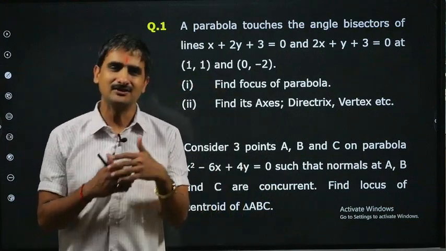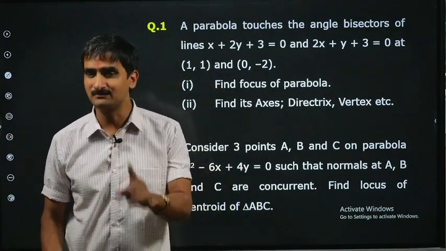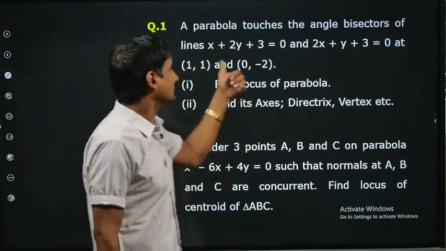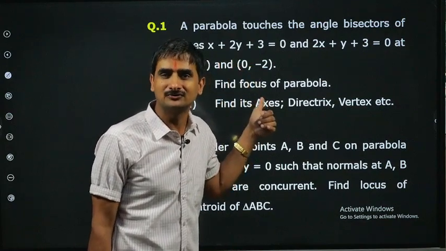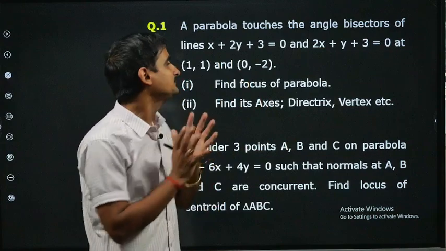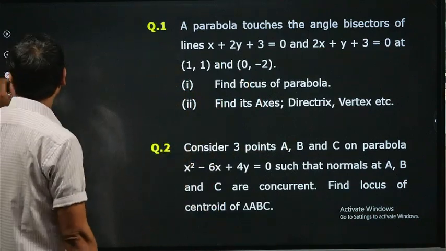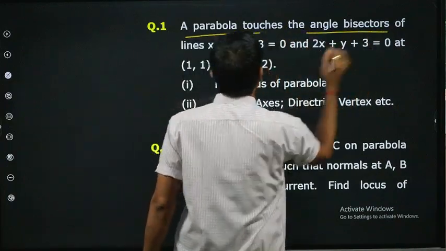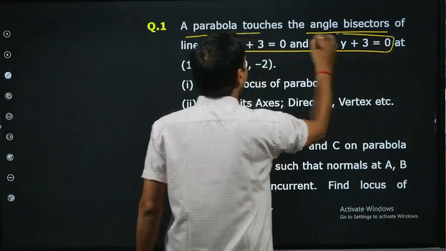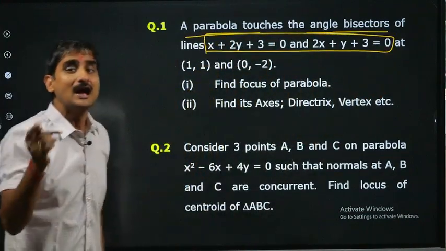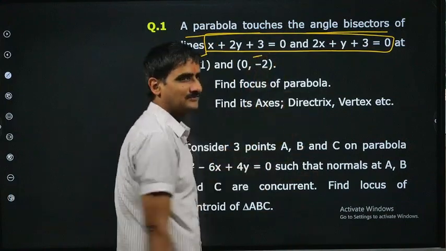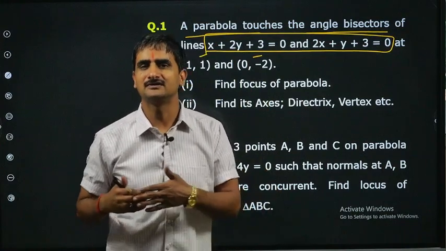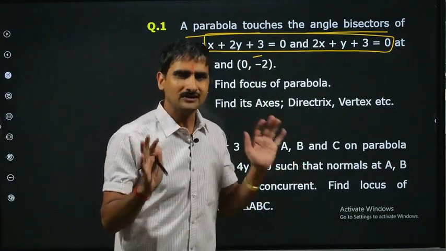So be ready. We will be discussing so many results, particularly for the first question. Of course, today we are going to solve the first question only, with the help of several results. Okay, let's start. A parabola touches the angle bisectors of these two lines at the points this and this. Then we have to find everything related to the parabola: its focus, its vertex, its axis, and everything. Okay, so now let's start.